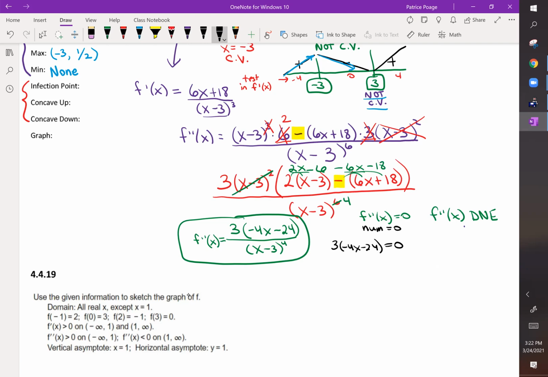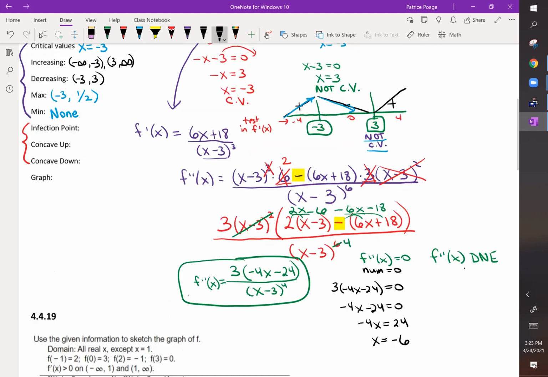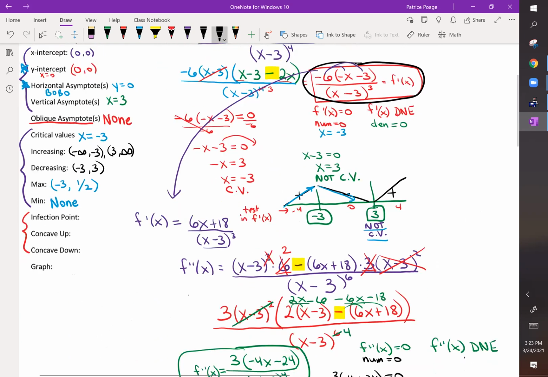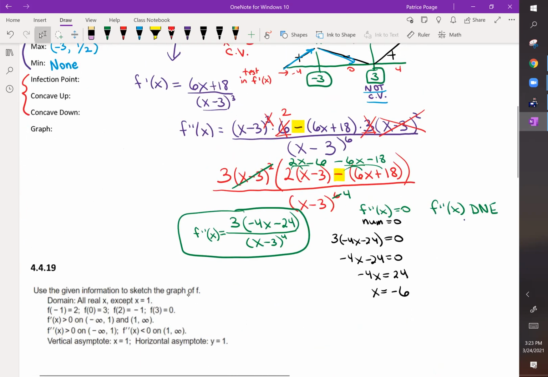Divide both sides by 3, and I just get negative 4x minus 24 equals 0. If I add 24 to the other side, and then divide by negative 4, I get x equals negative 6. And then I ask myself, is this a possible inflection point? So to answer myself, I got to go back up and check out my domain. My domain is everything except 3. So yes, this is a possible inflection point.